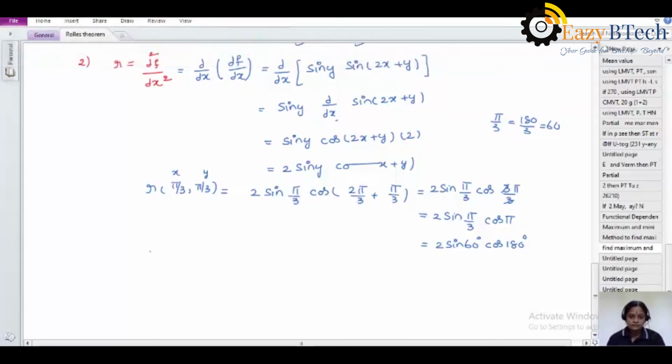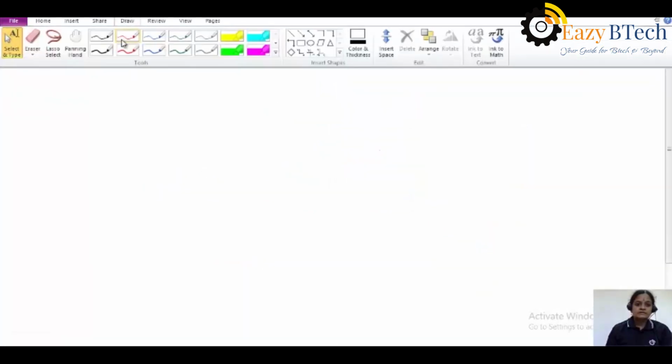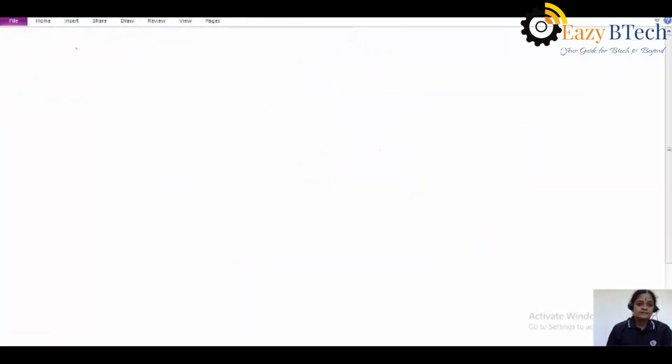Okay, and this value is 2 root 3 by 2 minus 1. Sin 60 is root 3 by 2 and cos 180 is minus 1, that is minus 3, and here cos of 2x plus y. Now the value of r is equal to minus root 3. Next, finding the value of s here.